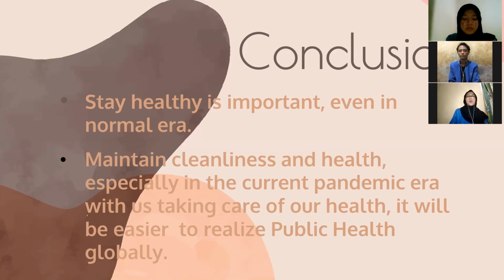The second one is maintain cleanliness and health, especially in the current pandemic era. With us taking care of our health, it will be easier to realize public health globally. As we know, it is important for us to maintain cleanliness and health. Maintaining health begins with adjusting your diet, like eating foods that have complete nutrition elements in the right amount. For example, those that have protein, vitamin A, C, E, zinc, and probiotics.